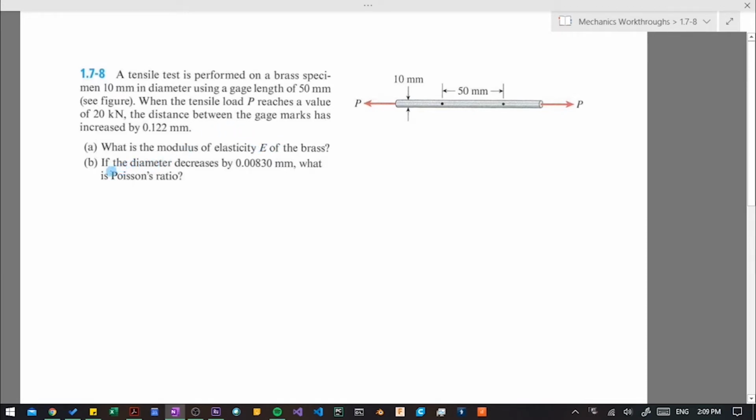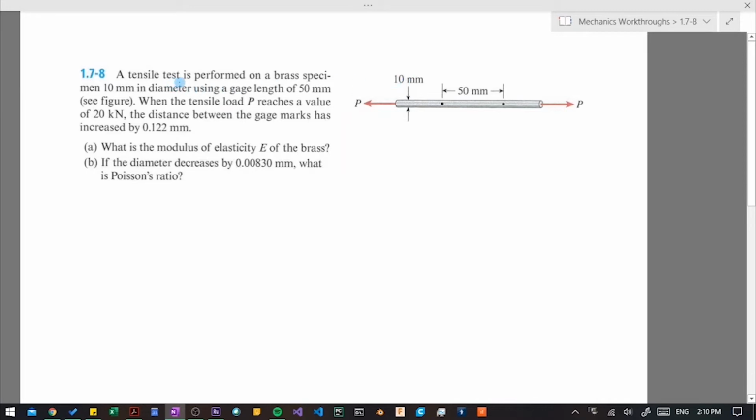And the Poisson's ratio has to do with another concept, where when we stretch the bar out, not only do these points get farther away, but the bar actually gets thinner. So it says the diameter decreases by this amount. And Poisson's ratio has to do with, basically, percentage-wise, how much the diameter decreases relative to how much the gauge length increases. And again, it's like a fraction, so it's relative to the starting value. And we'll be able to see that better once we actually do the math.